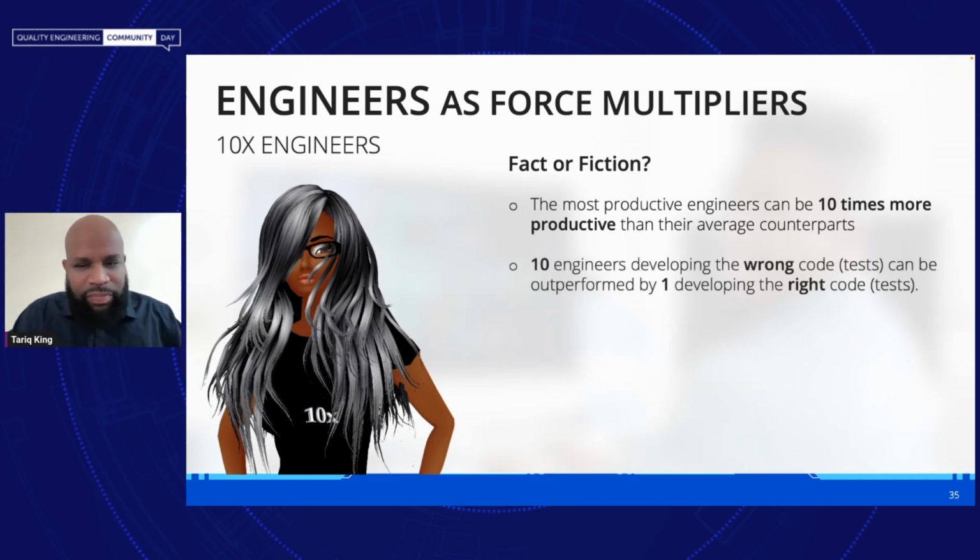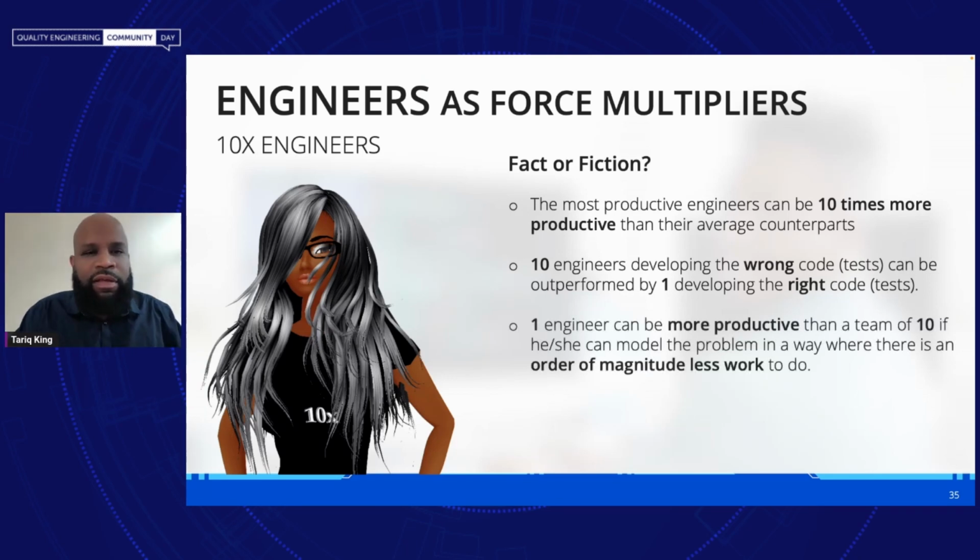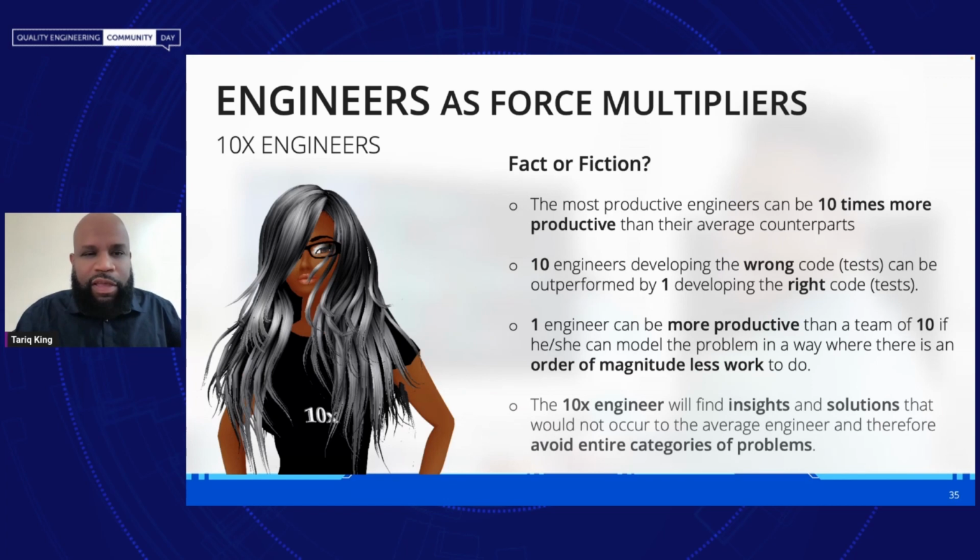And I think about this in a number of different ways, right? Well, if I have 10 engineers developing the wrong code or the wrong tests, they can certainly be outperformed by one engineer developing the right code and the right tests. Similarly, one engineer can be more productive than a team of 10 if he or she can model the problem and solve that problem, design it in a way where there's an order of magnitude less work to do, right? Again, coming back to working smarter, not harder, per se.